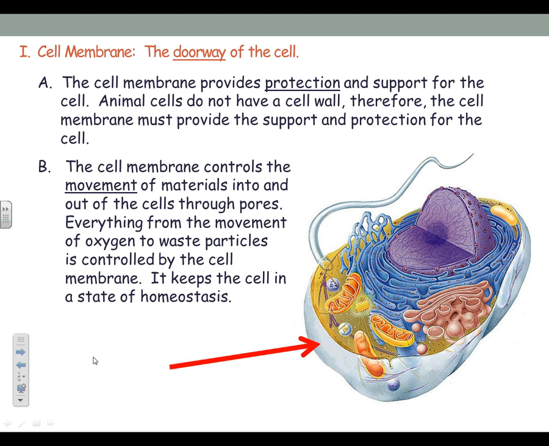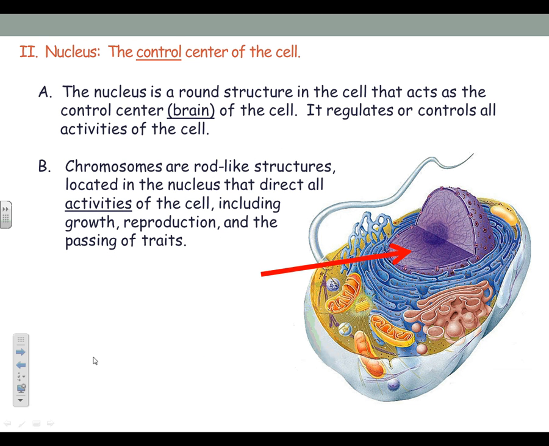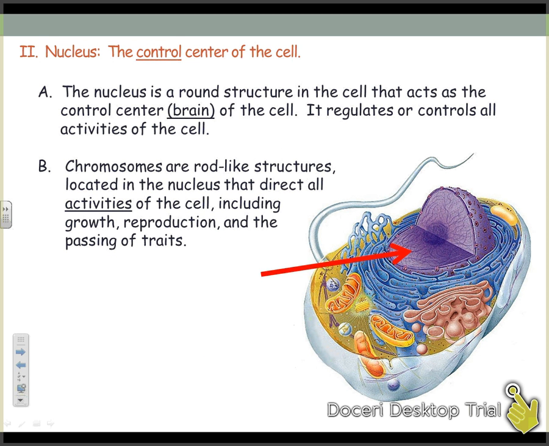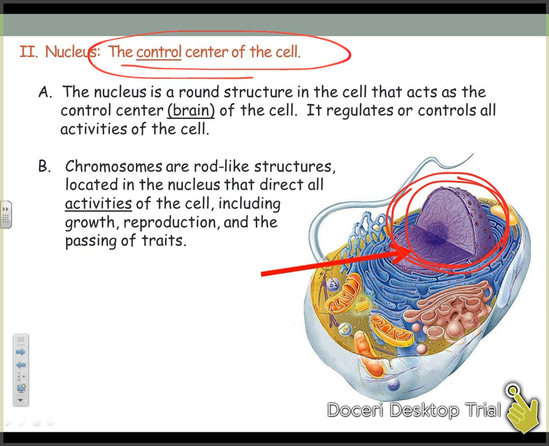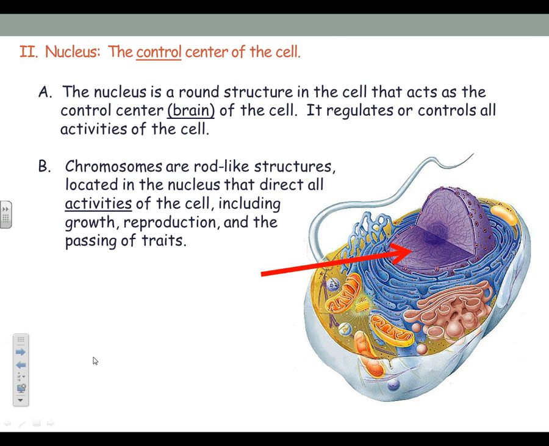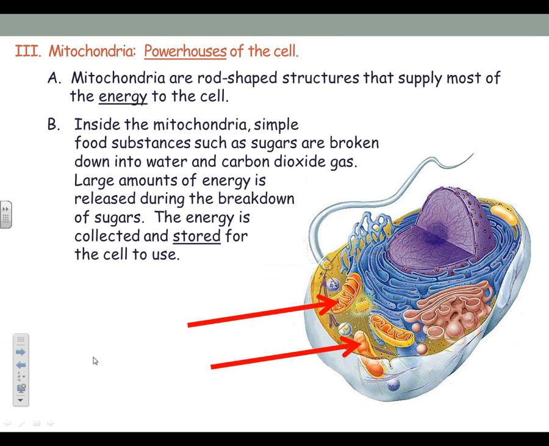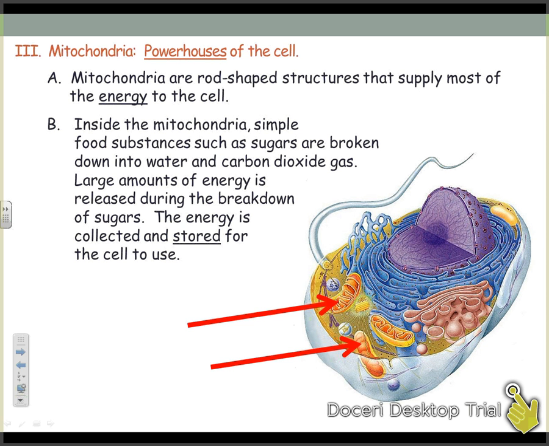The next structure we have is what we call the nucleus. The nucleus is the control center of the cell. It's the brain of the cell. It's this purple structure right here. Large structure, usually fairly centered in the cell, and it controls all of the activities inside of the plant and animal cell.